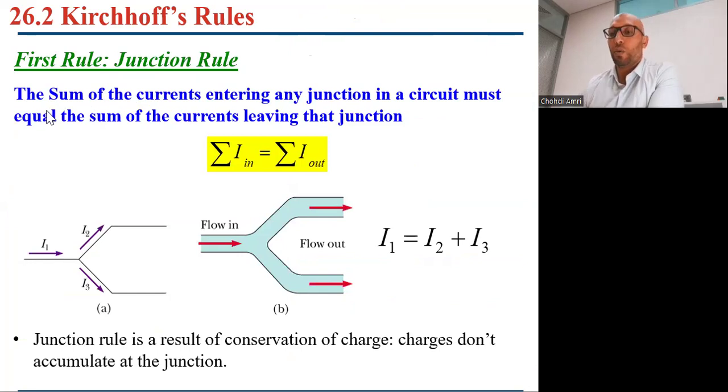The first rule is the junction rule. The sum of the currents entering any junction in the circuit must be equal to the sum of the currents leaving the junction. Here we have this junction: the current entering, I1 for example, is equal to the current leaving, I2 plus I3. The junction rule is a result of conservation of charge, because as you know, the current I is dq over dt. If we have conservation of current, that means we have conservation of charge, and inversely. Charge doesn't accumulate at the junction, so the charges will be distributed over these two conductors.